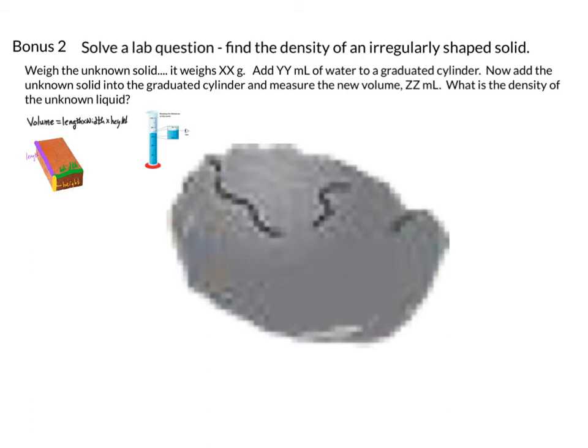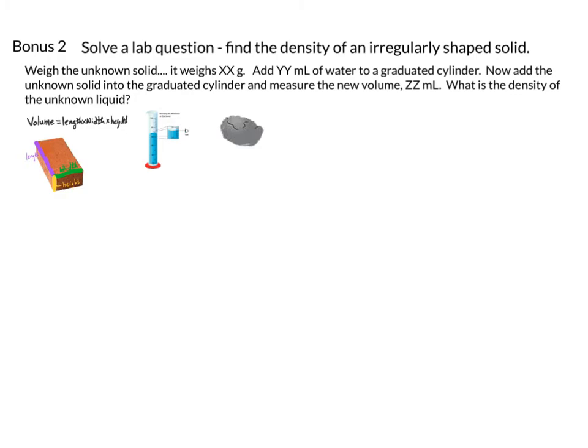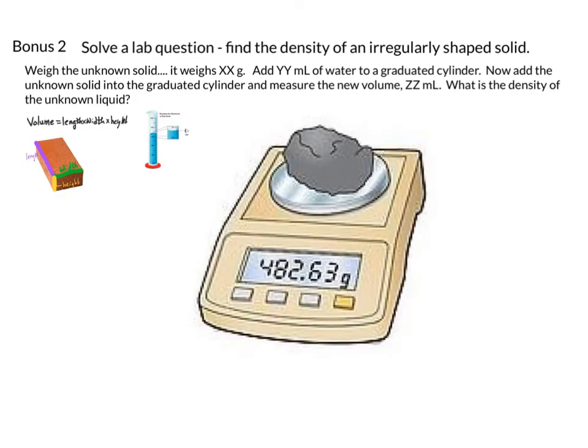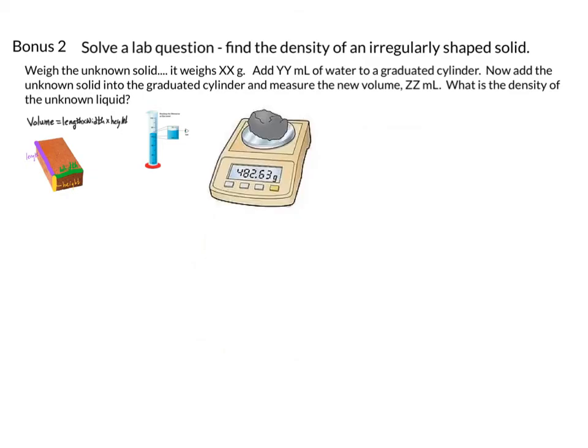As usual, to find the density, we will need both the mass and the volume. We'll find the mass first, and that's just by putting the solid onto a balance and weighing it. And now for the challenge, to find the volume of this oddly shaped solid.